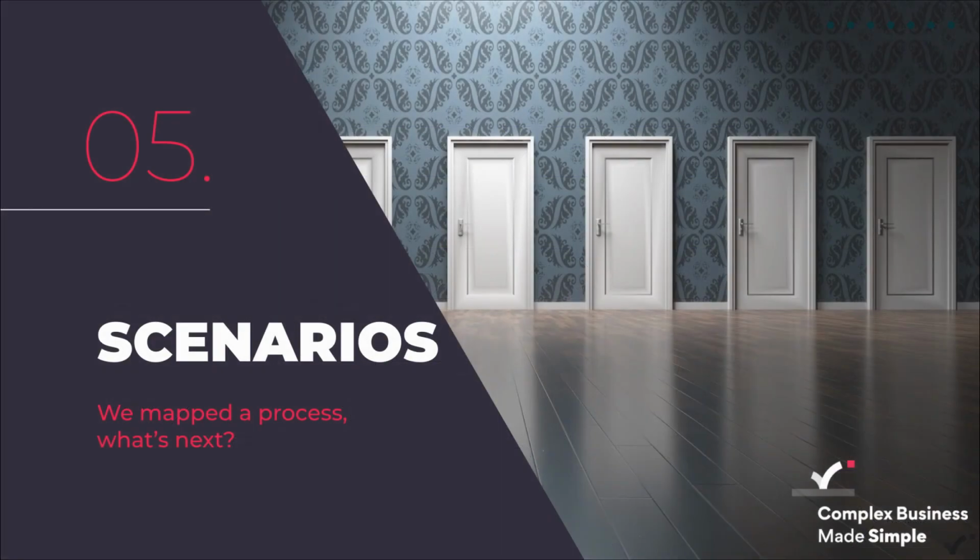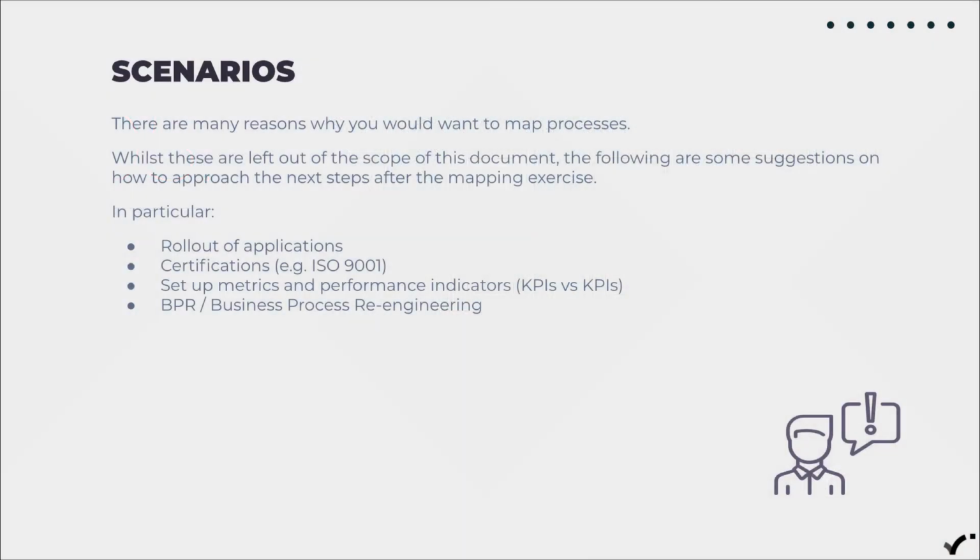Last but not least, scenarios. So yes, we mapped the process, we have all the documents. Now what? Like I said, there are different reasons why you want to map processes. I mentioned rollout of applications. I also mentioned certifications, where you want to create a new quality system for your organization. Sometimes you just want to set up metrics and performance indicators to make sure you're understanding how the process is working and whether it is working properly.